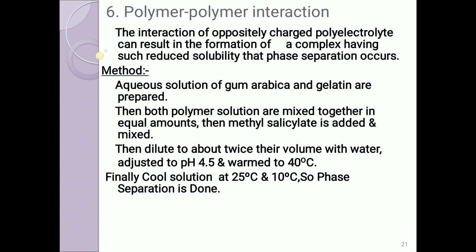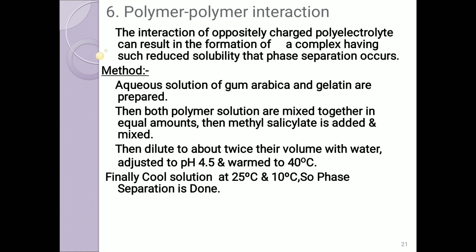Then dilute to about twice the volume with water. Dilute the content with water. Adjust the pH to 4.5 and warm to 40 degrees Celsius. Finally, cool the solution to 25 degrees Celsius and then 10 degrees Celsius. So the phase separation is done.